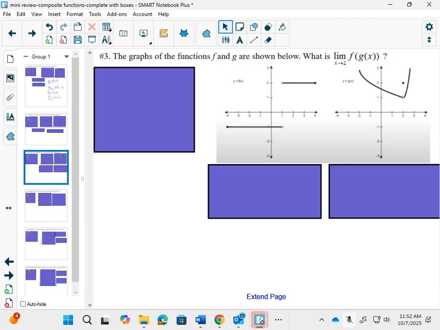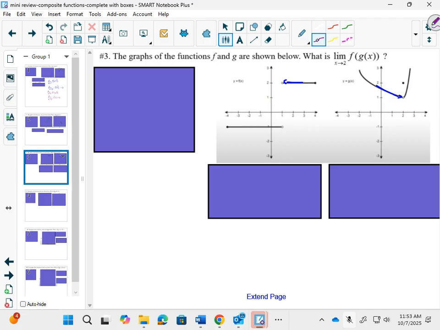X is getting close to 2 first on g of x. So on g of x coming from the left in blue, getting close to 2. Do you see that you're getting close to 2? You're getting close to 1 from 1.1, 1.01, 1.001. You're coming close to 1 from the right, so you would be on this part going this way.